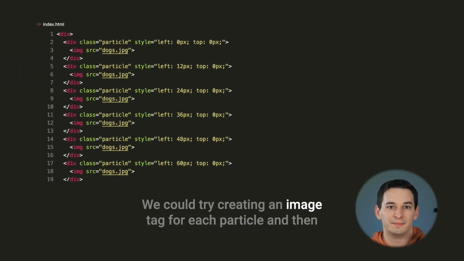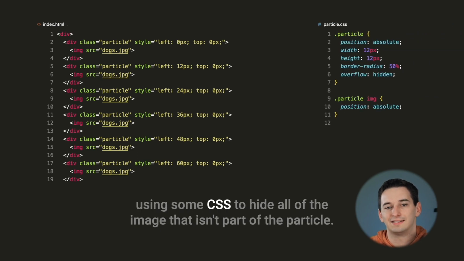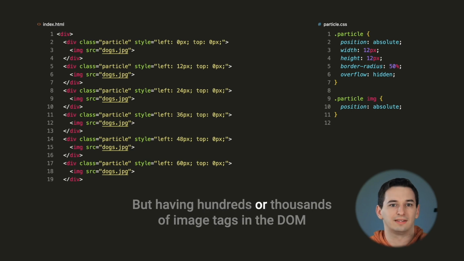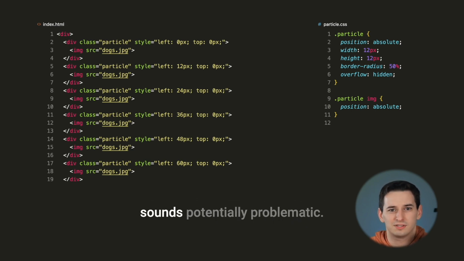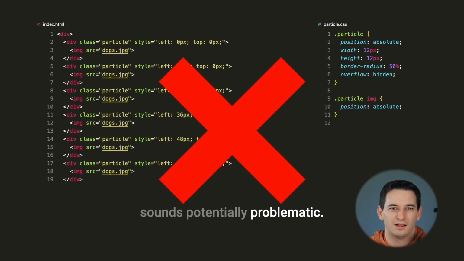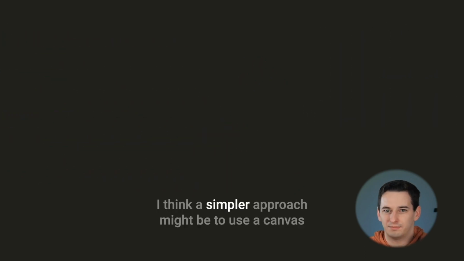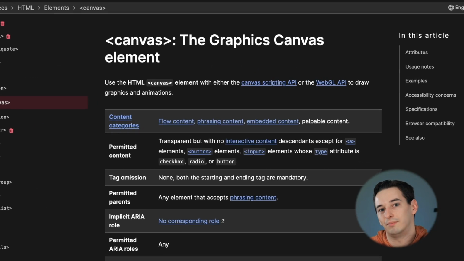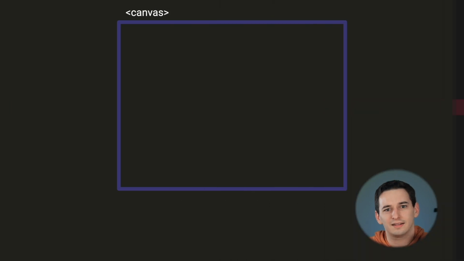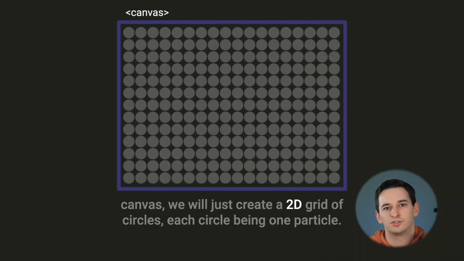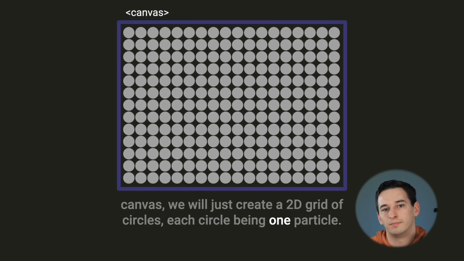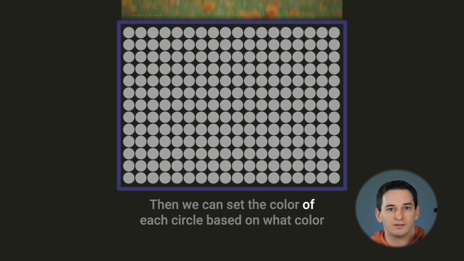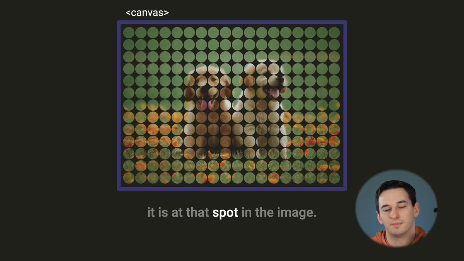We could try creating an image tag for each particle and then using some CSS to hide all of the image that isn't part of the particle. But having hundreds or thousands of image tags in the DOM sounds potentially problematic. I think a simpler approach might be to use a canvas, as they're basically made for more complex graphics like this. And in the canvas, we will just create a 2D grid of circles, each circle being one particle. Then we can set the color of each circle based on what color it is at that spot in the image.